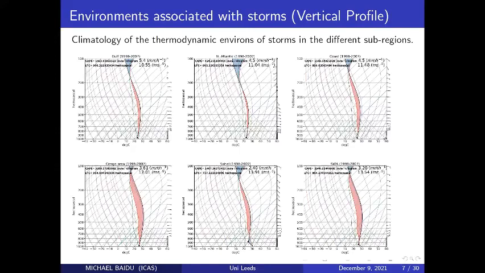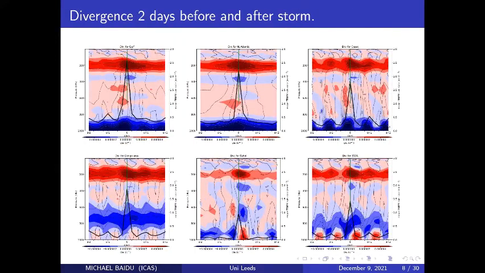The next thing we have investigated here is the conditions 2 days before the storm arrival to 2 days after the storm arrival. Remember, we are studying composites of storms in the region, so we are looking at the environmental conditions. What happens 2 days before the arrival of a storm to 2 days after? What I have shown here in color is the divergence. Blue indicates convergence, whilst red indicates divergence, okay?